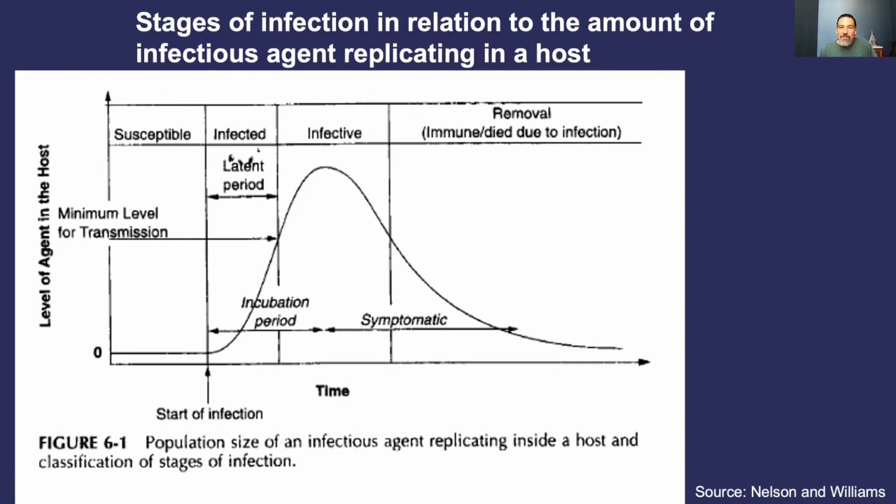This slide shows the different stages of infection over time. Starting at time 0, the individual is susceptible to infection, but not yet infected. At the start of infection here, you see a rising curve that represents the level or amount of the agent that is within the host, which is increasing because it's multiplying in the host.